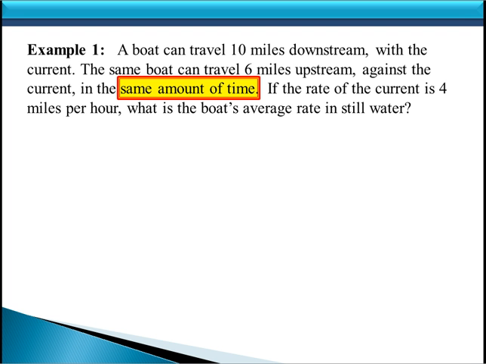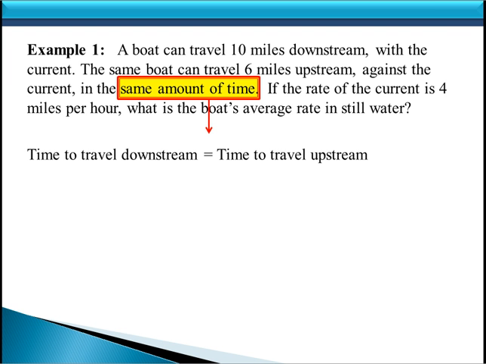So this is the type of problem that we can use a rational equation to solve, and we're going to be using that version of the motion formula, t equals d over r. When it says the same amount of time, in this particular problem it's telling us the time to travel downstream is equal to the time to travel upstream.